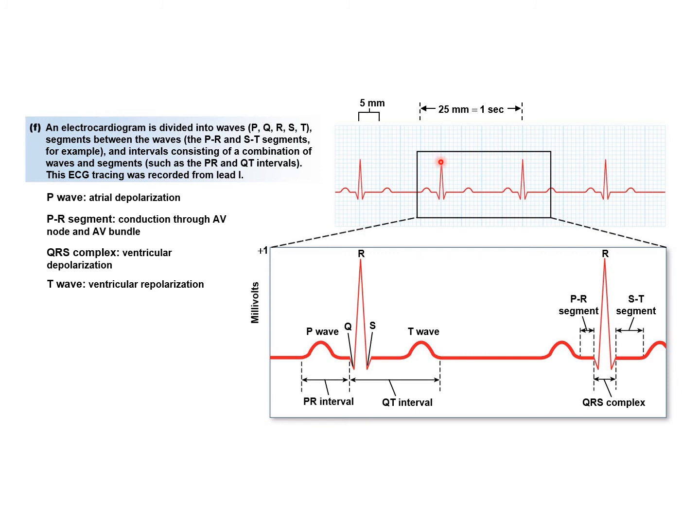You can see that this person doesn't have 5 boxes. 1, 2, 3, 4 major boxes between it, so it's actually faster than 60 beats per minute. But I'm going to come back to that later. But understand that the standard rate is 25 millimeters, and each one of these little light boxes is 1 millimeter. Each one of the heavy lines is 5 millimeters. But let's get to the different parts here, shall we? Let's start with the P wave.